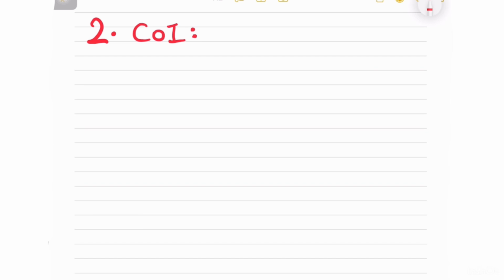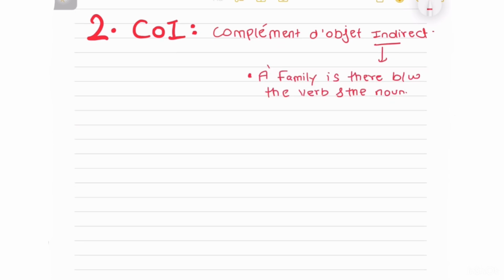And the opposite is indirect. So the full form is Complément d'objet indirect. That means if direct meant nothing between the verb and the noun, indirect should mean there should be something between the noun and the verb. What is this something? It is the preposition à, which means to, in or at. So if à is there between the verb and the noun, then we're going to be using COI.